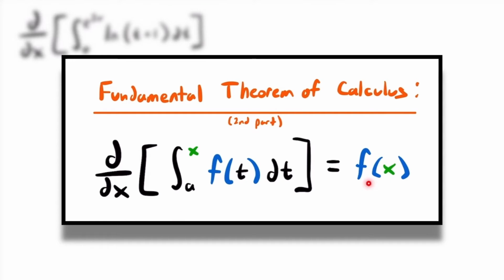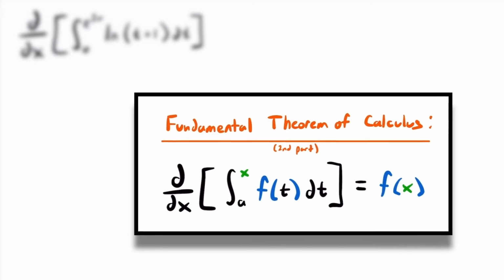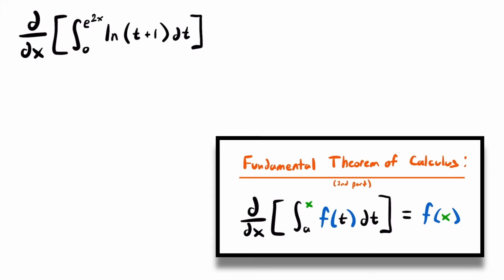Now, that's how it works when that upper bound is just x. But if you take a look at our derivative here, we have the integral from 0 to e to the power of 2x. And so that's not just x. So our derivative here is probably not going to just be f of x. It's probably going to look a little bit different. And I think you'll see where that's going to come into play as we work on taking this derivative.